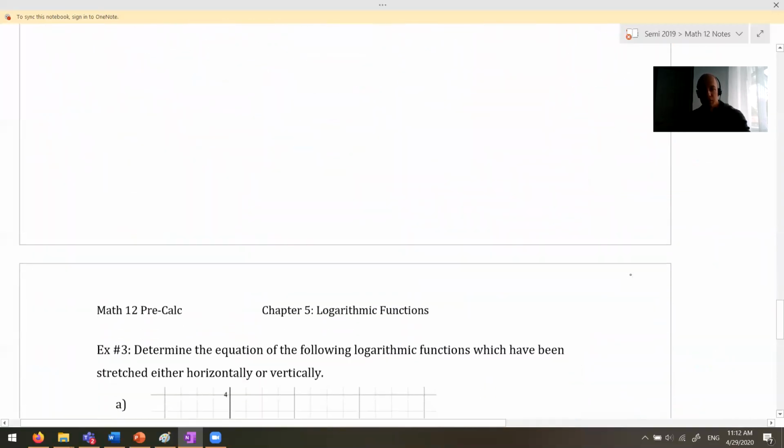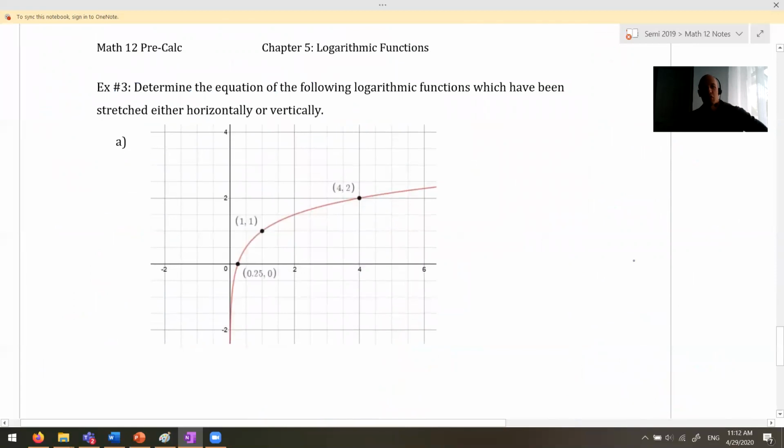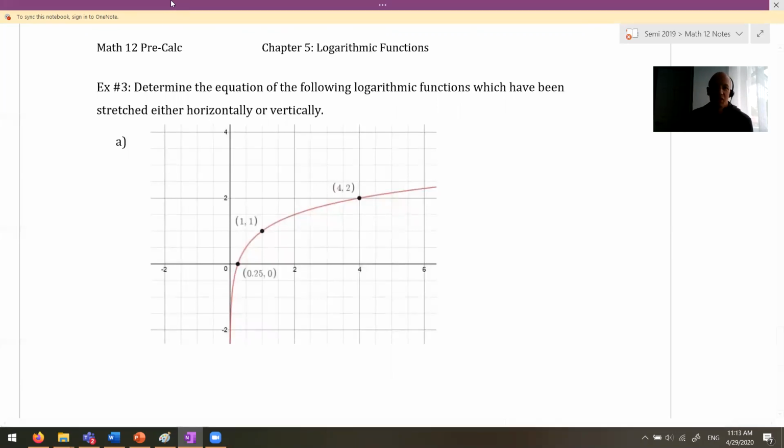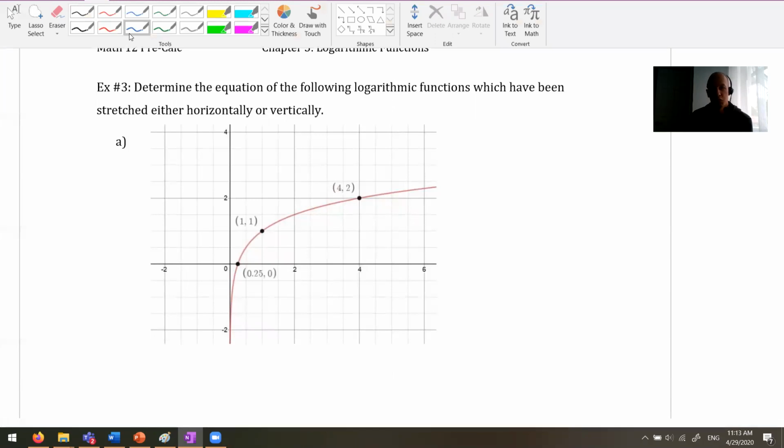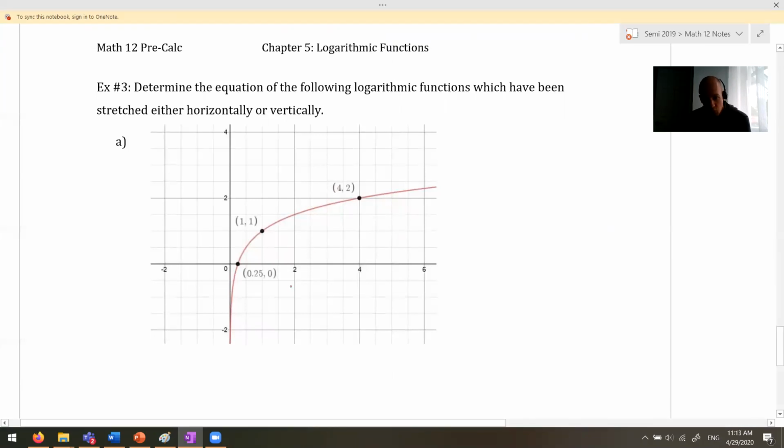Last couple of questions. Determine the equation of the following logarithmic functions which have been stretched. This part's here because they could have been translated, but that actually gets a little bit too tricky. So you're told that they've been stretched. So has this been a horizontal or a vertical stretch? We don't actually know right away. So what we're doing is we're looking for this very important clue, this point here.